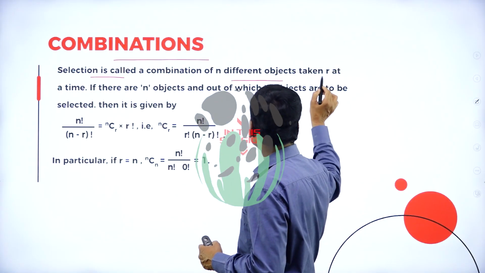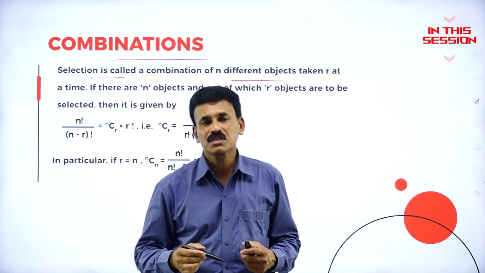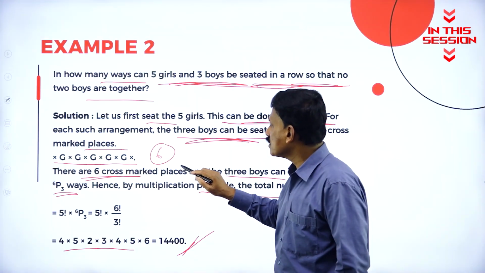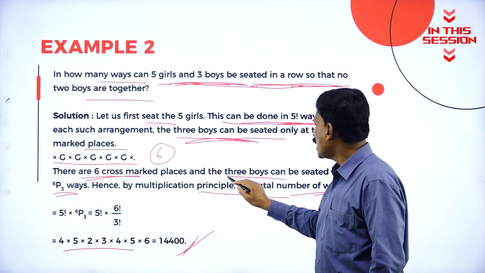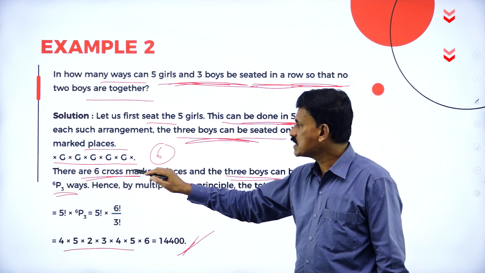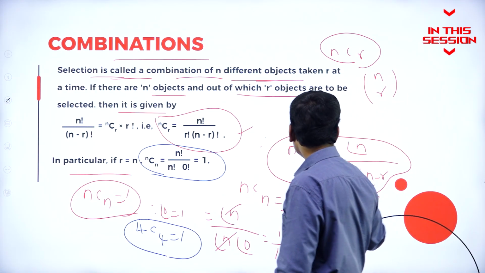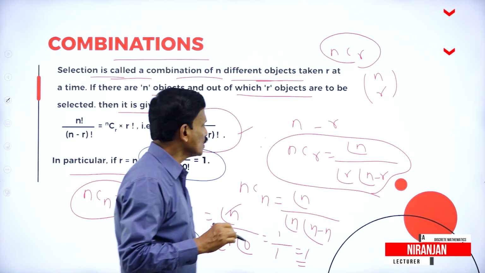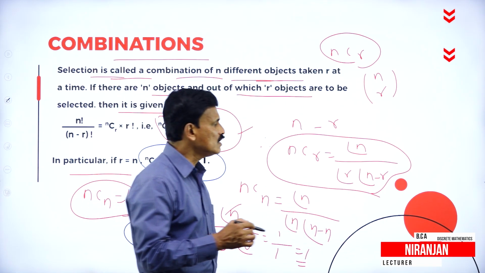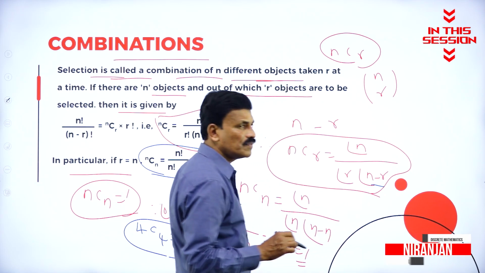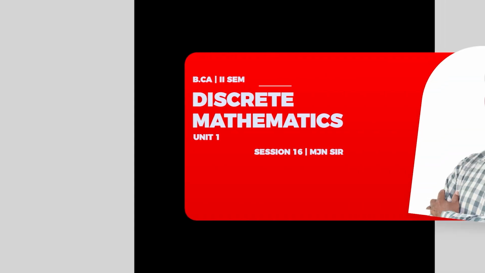Selection of n different things taken r at a time is called the combination. So there are 6 cross marks placed and the 3 boys can be seated in 6P3 ways. So nCr is also represented like this: nCr is equal to n factorial divided by r factorial into n minus r factorial. This is the formula which we are going to use to solve the problems.